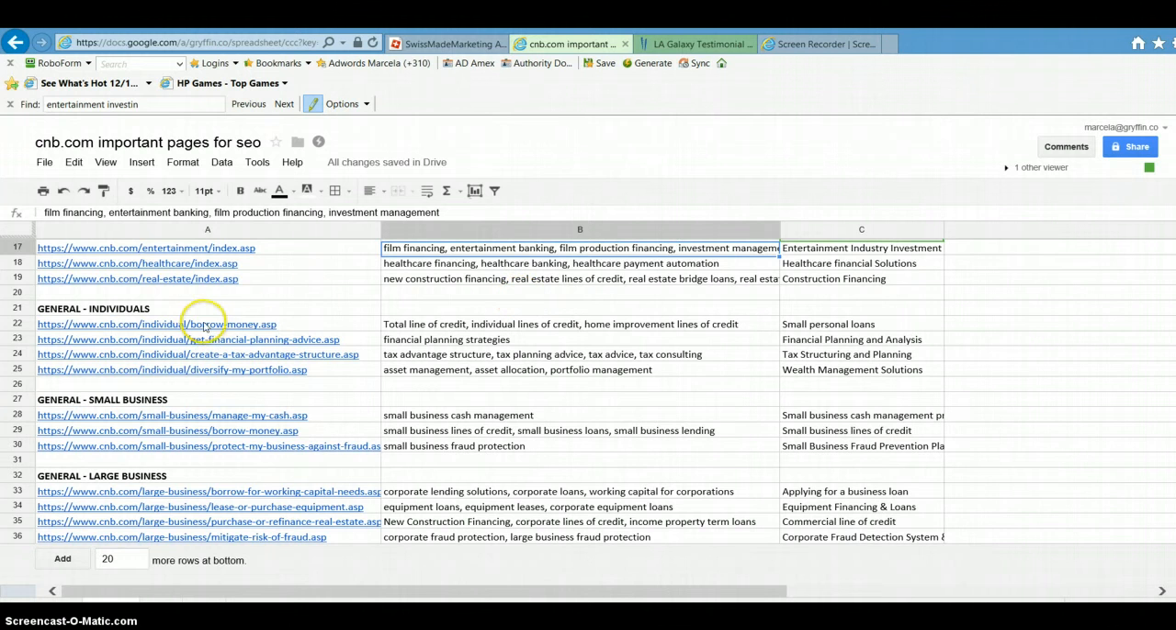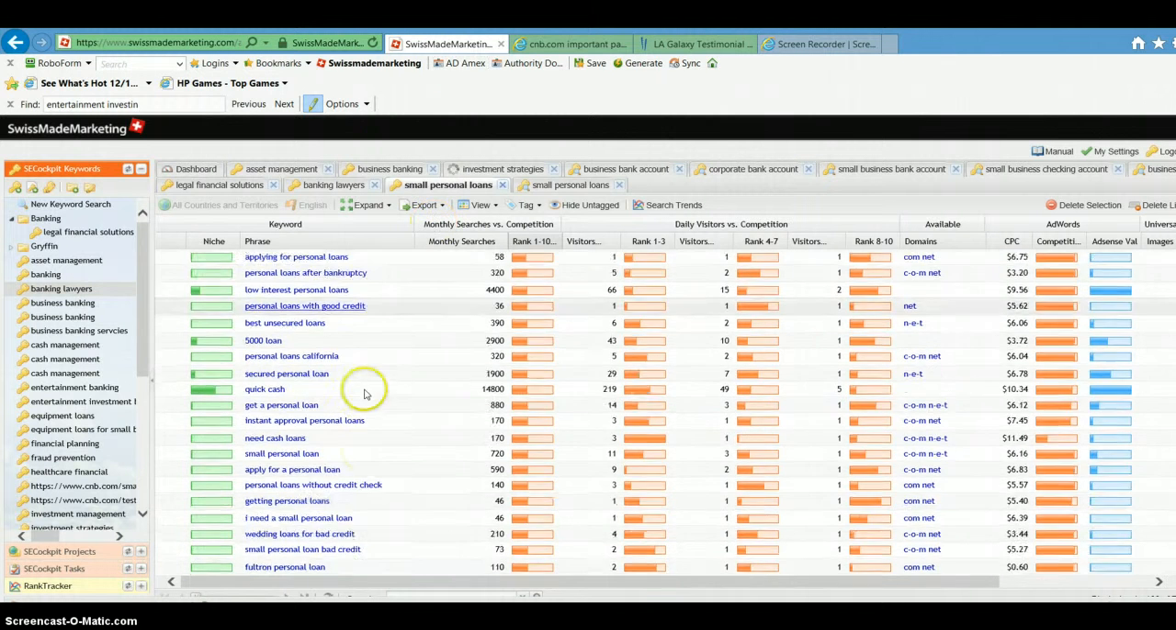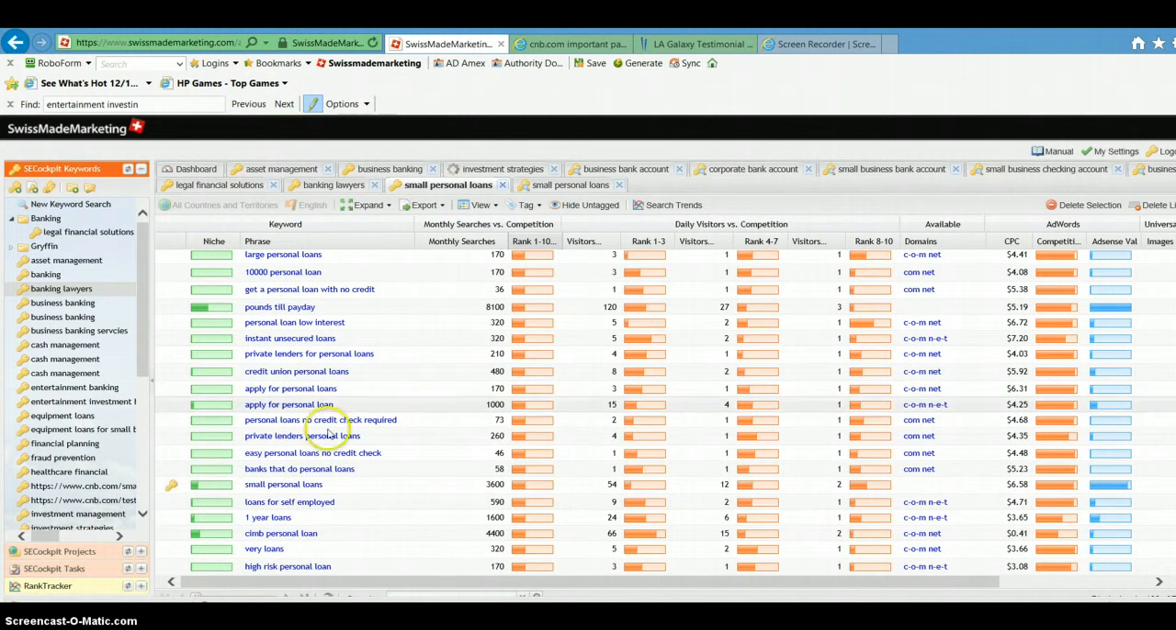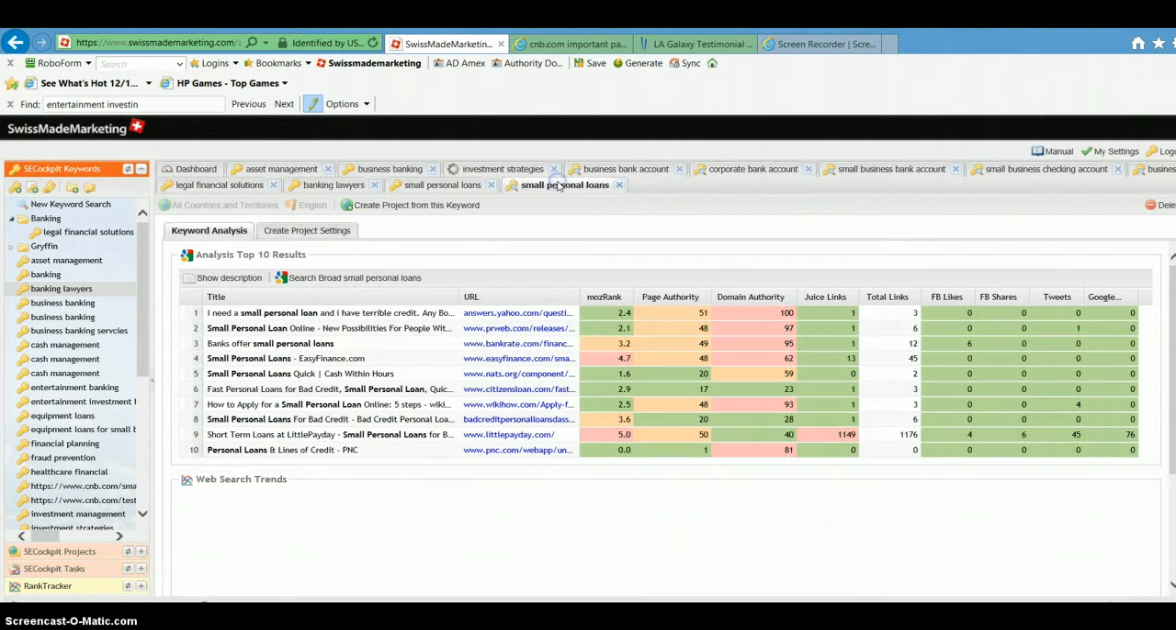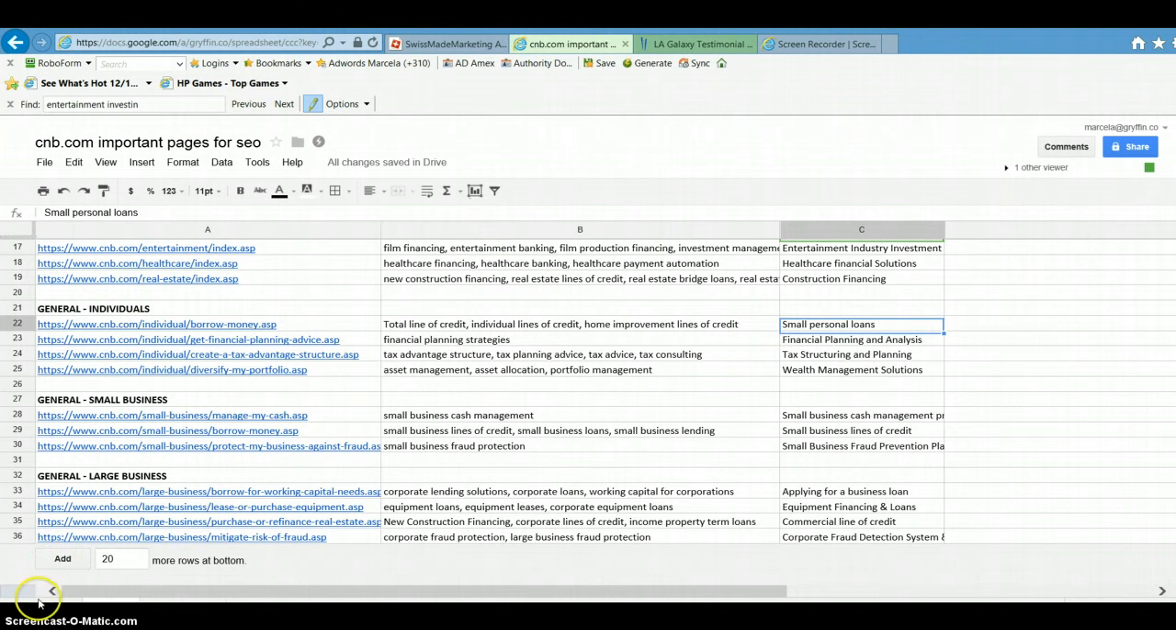Next, we're going to look at the individual borrow money page. I started writing down some terms that I thought might be relevant: line of credit, individual line of credit. But when I actually looked at the tool for those terms, they were not viable terms. So I played around, and the term that I came up with that I thought would work very well was small personal loans. As you can see, it has a high number of monthly searches, and the competition is relatively low. If you actually look at the competition, you can see that we have a couple of green rows, which means that we have 2 or 3, possibly even 4 spots where C and B could rank. So small personal loans becomes the target term for this page.